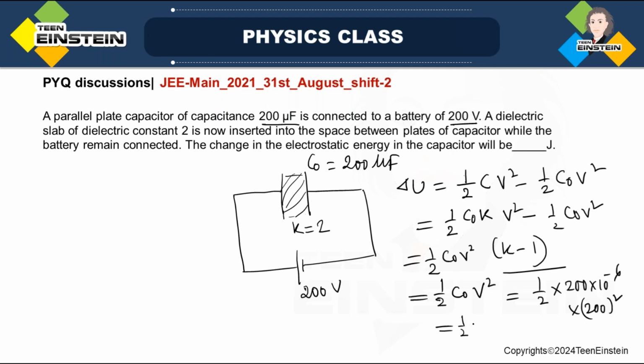So half I have, then I have 200, and this is 4 into 10 to the power 4. We have 10 to the power minus 6 over here. So this 10 to the power 4 cancels with this, and this two cancel, so it will be actually 4 joule. So this will be 4 over here.